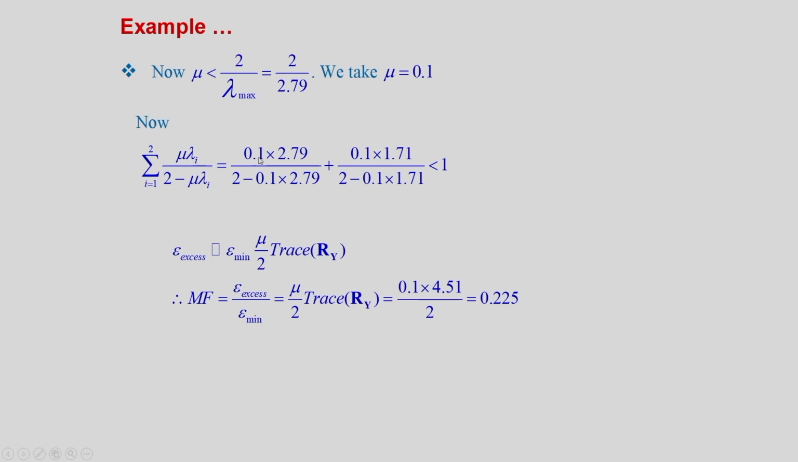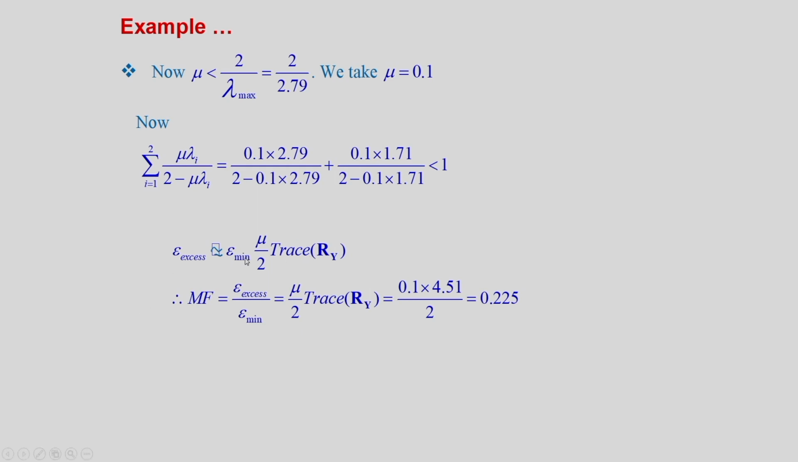Mu we know is 0.01, lambda 1 is 2.79, so 0.01 into 2.79 divided by 2 minus 0.01 into 2.79. Similarly, for lambda 2 is 1.71, therefore 0.01 into 1.71 divided by 2 minus 0.01 into 1.71, and this factor is less than 1. Therefore, our choice of mu is right. And the excess mean square error we can now determine by this expression.